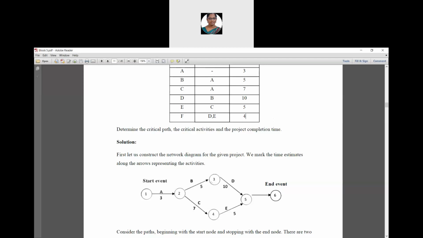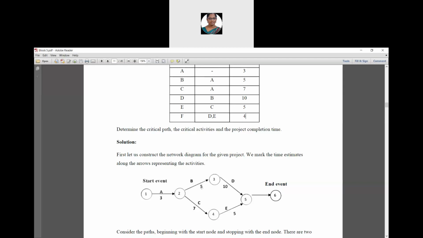Next thing is 2 to 3. So draw a path between 2 to 3. Its activity name is B and B has a predecessor activity A. Okay. Its time duration value is 5.